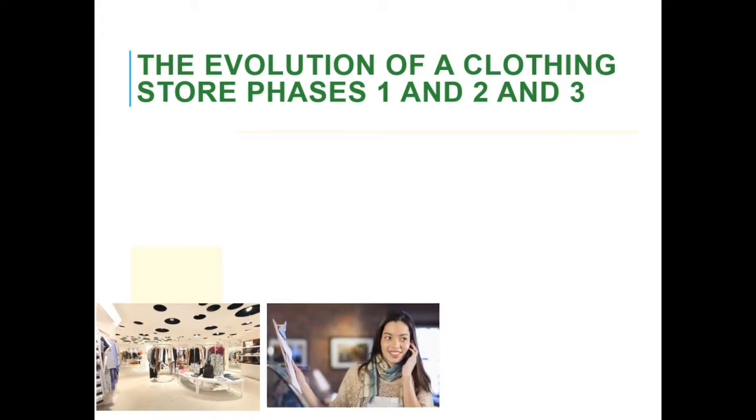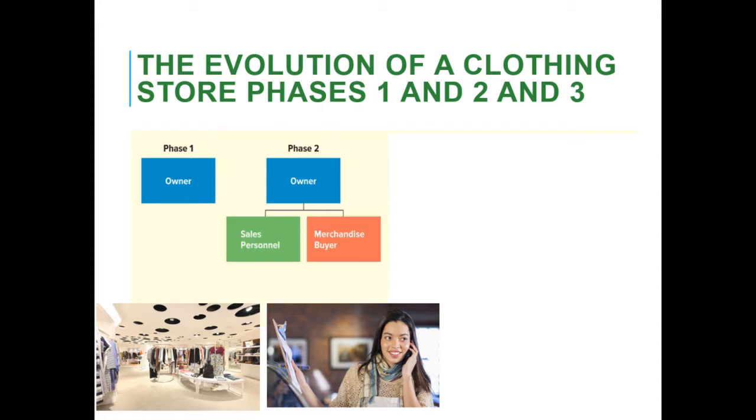At first, the business is a sole proprietorship in which the owner does everything. She buys, prices, and displays the merchandise, does the accounting and tax records, and assists customers. But as the business grows, the owner hires a salesperson and perhaps a merchandise buyer to help run the store. And as the business continues to grow, the owner hires more sales personnel.